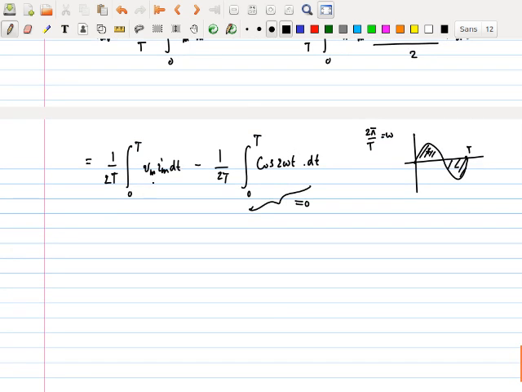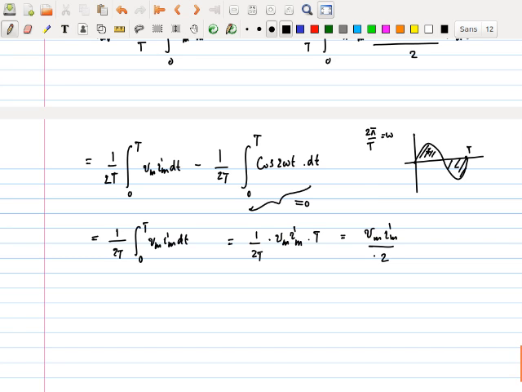Then I take what I have here, I get 1 over 2T going from 0 to T of Vm Im dt. Now this Vm Im has nothing to do with the dt, so this is going to be 1 over 2T times Vm Im times T. That will give us Vm Im over 2. Right? Now this Vm Im is what?